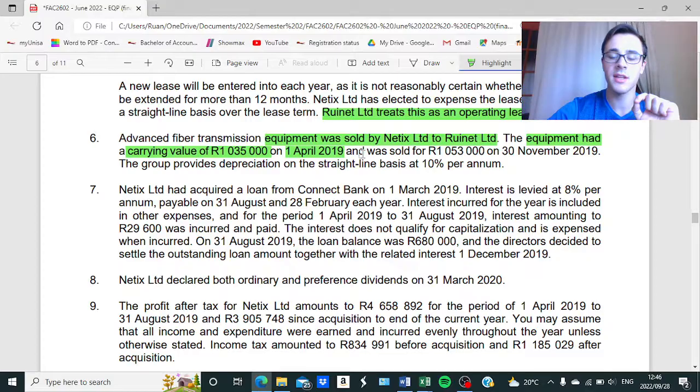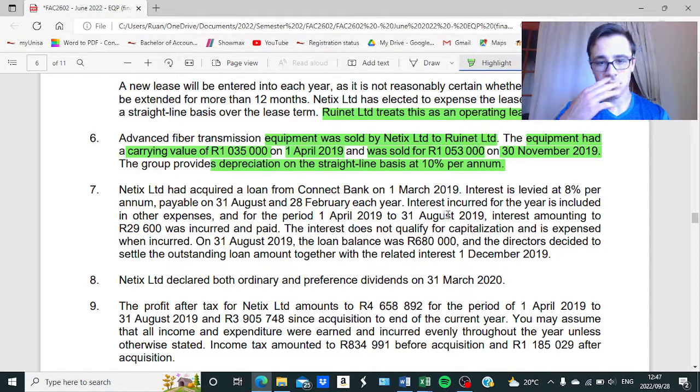And was sold for 1,053,000 Rand on the 30th of November 2019. The group provides for depreciation on a straight line basis at 10% per annum. Now, before we start, let me just address something. You need to read your dates carefully. We cannot calculate the profit by just subtracting these two amounts from one another, because the date of sale is the 30th of November 2019, and this was the carrying value on the 1st of April 2019. So we first need to write off additional depreciation in order to calculate the real carrying value on the date of sale. Only then are we able to actually calculate the profit made.